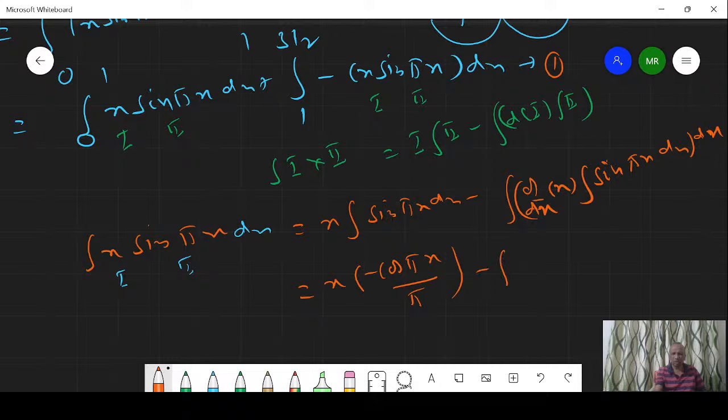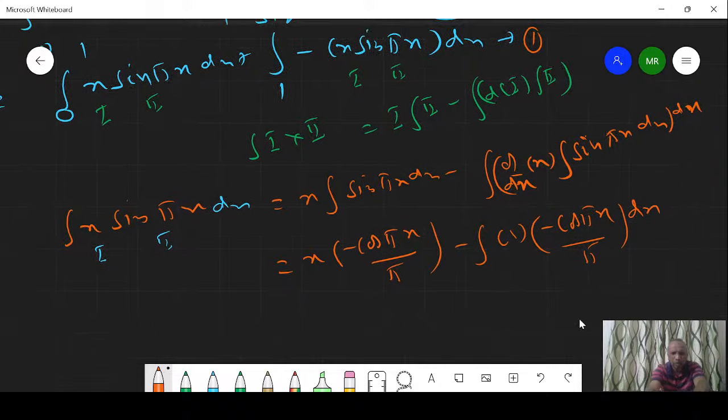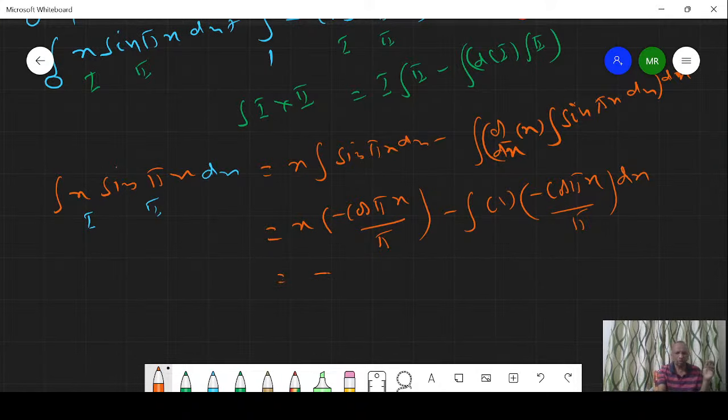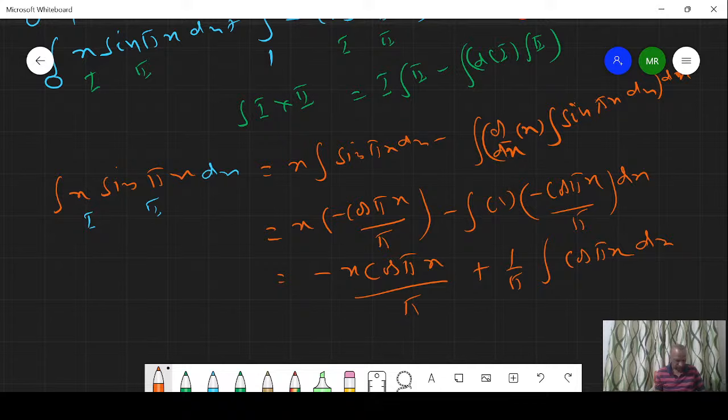Now this one, minus the derivative of x, which is 1, times the integral of sin πx, which is minus cos πx by π, dx. Now we can write this value: minus x cos πx by π, minus minus, plus 1 by π times the integral of cos πx dx. Now you can think: the integral of cos πx is sin πx.